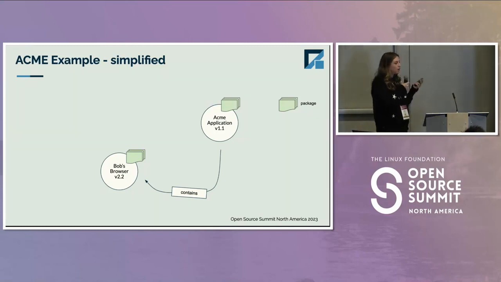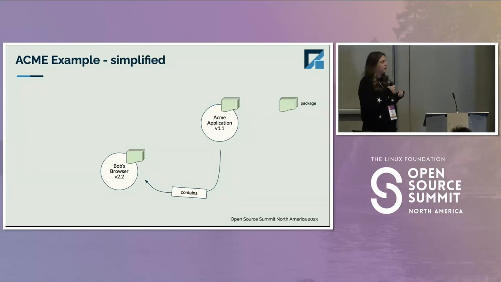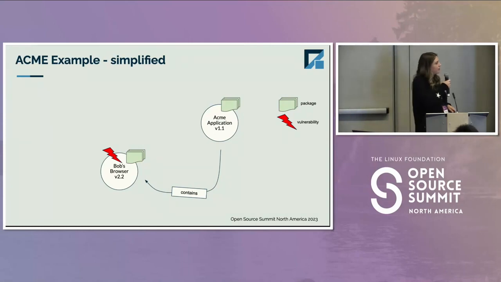And you could use core to model this relationship on the screen. So Acme application contains Bob's browser. Maybe you would use the depends on relationship. That depends on how you want to model this. But this could be modeled in core. But now if we say that Bob's browser has a vulnerability, we're going to use a security profile to model this.